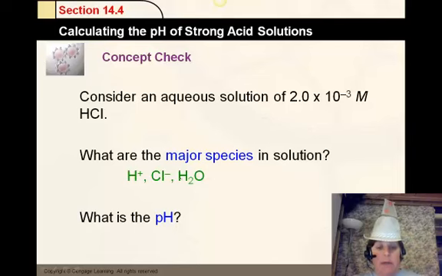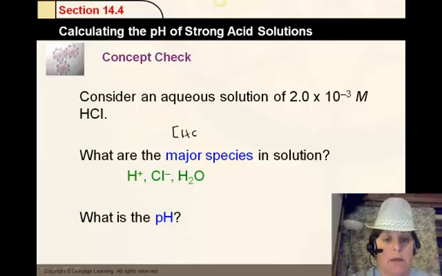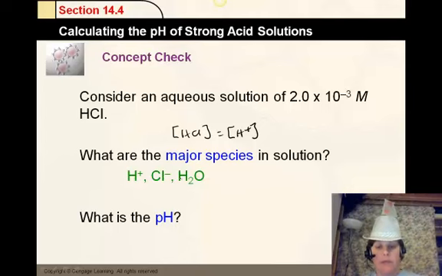And what is the pH? Well, because HCl ionizes 100%, the concentration of HCl is equal to the concentration of hydrogen ions and of chloride ions, but we care about the hydrogen ions. So the pH is going to be related to the concentration of HCl, which is 2 times 10 to the negative 3. So if you do the negative log of 2 times 10 to the negative 3, you should get 2.70.